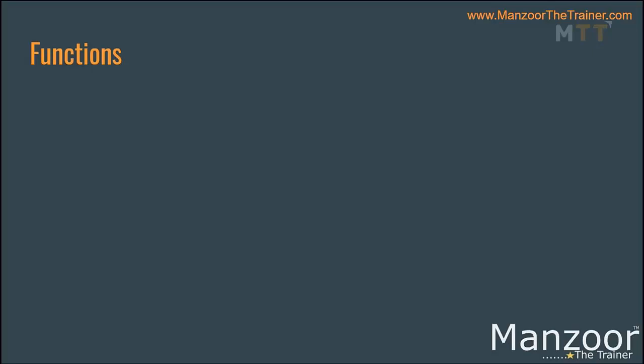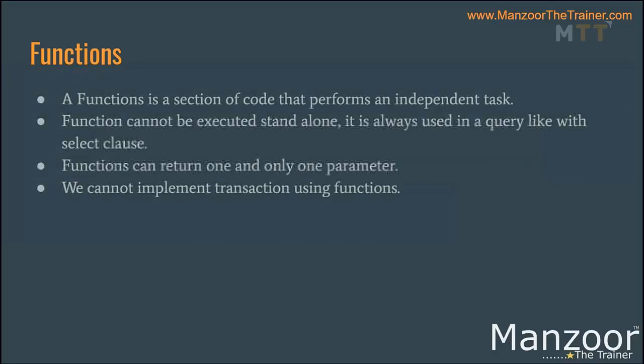In a stored procedure, you can have multiple return values. A stored procedure can return n number of values, but a function can return only one value. Its return type is single. So let us see. A function is a section of code that performs an independent task. A function cannot be executed standalone. It is always used in a query, like with a select clause. A function can return one and only one parameter, so we call it a scalar function.